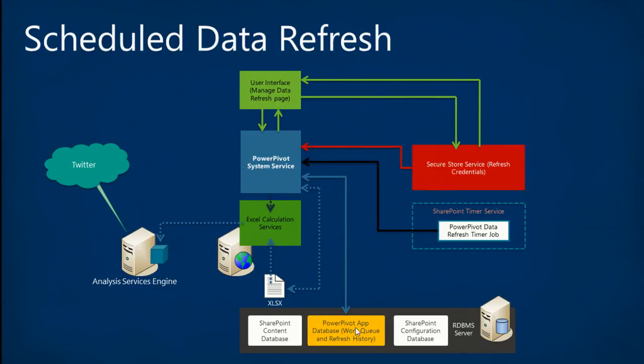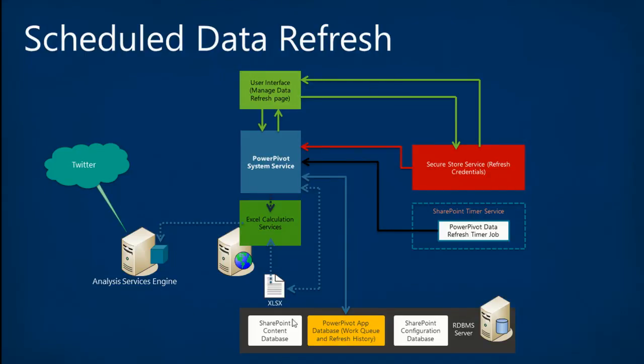We also have a timer job that kicks in every minute to the system service to say, hey, check if you have workbooks that need to be refreshed, and the system service goes and reads it out, and if it finds one, then it will process it. We also have a secure store integration feature if you want to specify custom credentials. For example, if you want to use your own identity to refresh your data, sometimes the system service account doesn't have access to the actual data sources, so this is an important feature here.